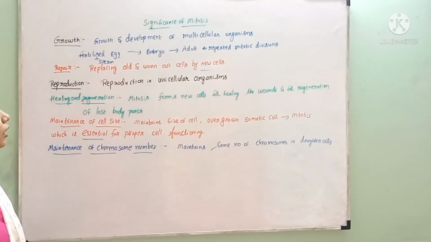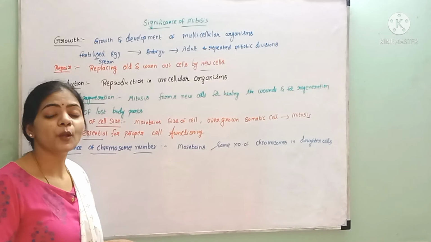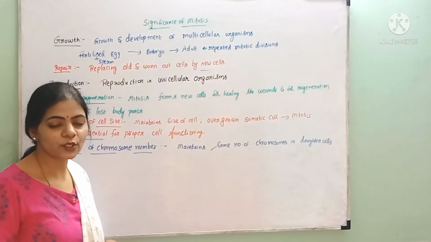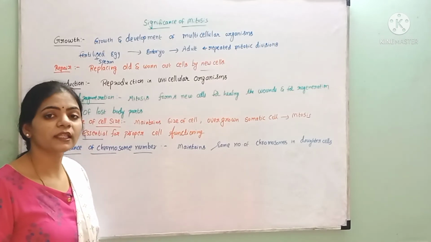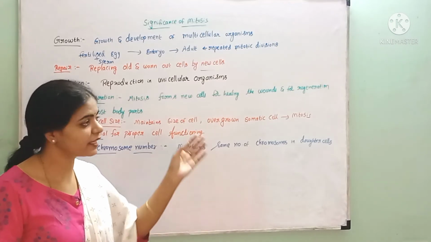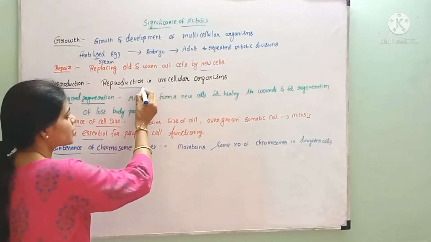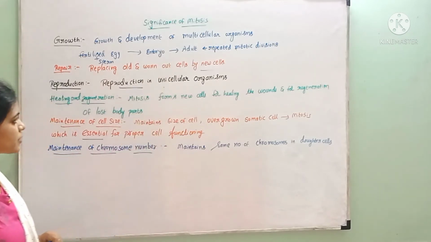Next, reproduction. Reproduction in unicellular organisms. What are unicellular organisms? Bacteria, protozoa, all those are the unicellular organisms, right? In that, how does the multiplication process occur? One cell divides into two cells, right? Like the mitosis only. So, in those unicellular organisms, the reproduction is in the form of mitosis.